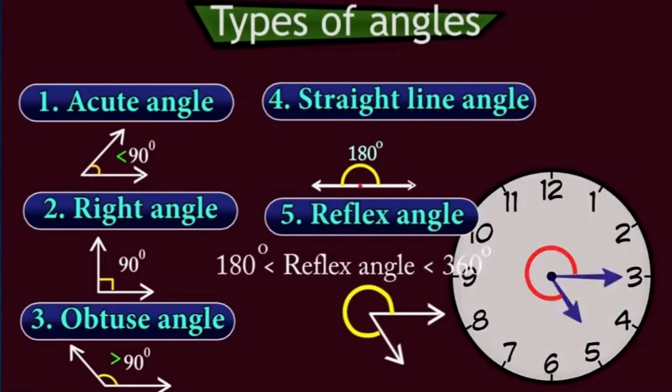Then, one more type of angle is there, that is reflex angle. You know that a reflex angle is the angle whose measure is greater than 180 and less than 360 degrees. In this picture, the reflex angle is shown very clearly.